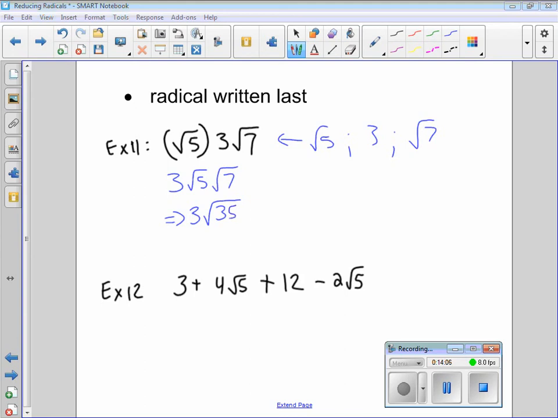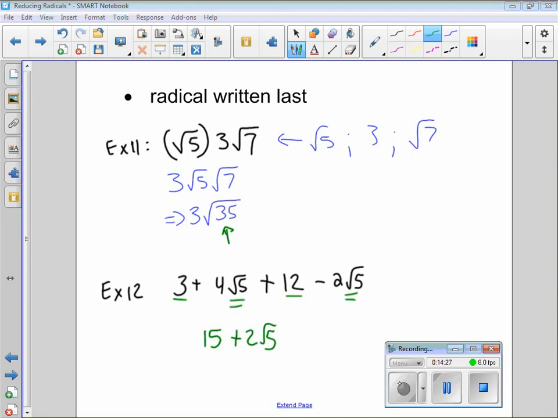Now once that happens, I want to start asking myself, are there any perfect squares that can go into that square root of 35? Is there anything that can be factored out? In this case, no, there's nothing else left inside. All right, let's look at example number 12. Feel free to put me on pause and see if you can put those things together and simplify it.